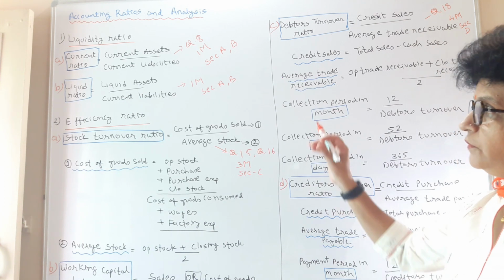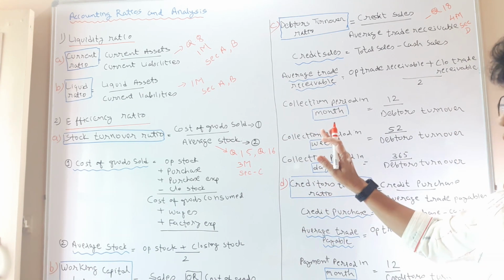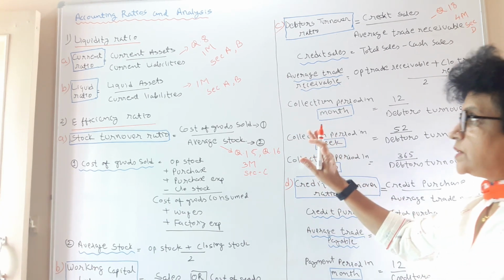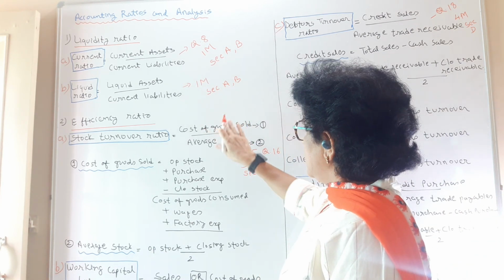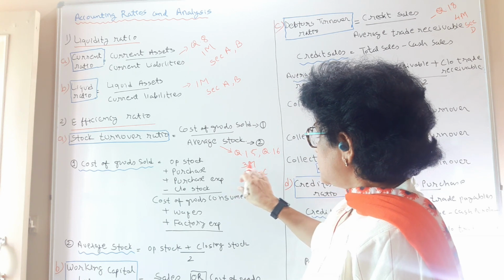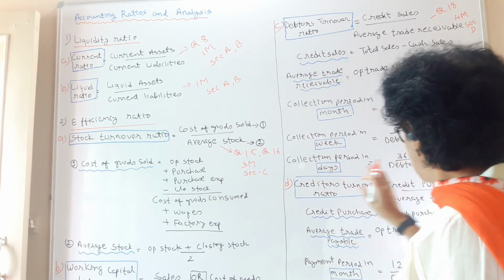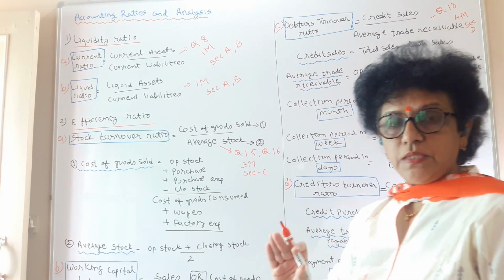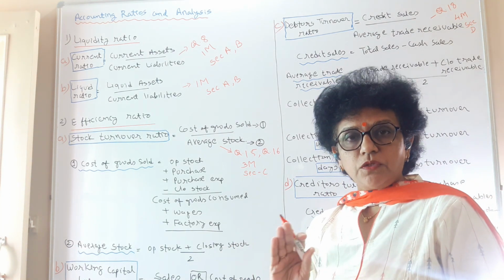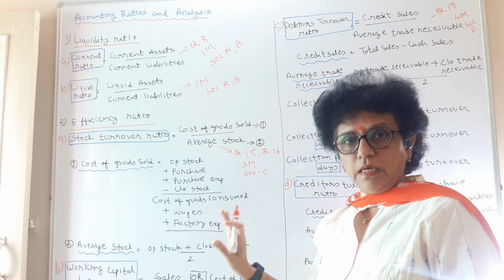Here we have all the formulas together which you have to remember. This chapter's question can be asked as a 1 mark MCQ. It may be there in your B section, that is for 3 marks, and it also may be there for the 4 mark question. So all the formulas related to our ratio analysis chapter are done together.